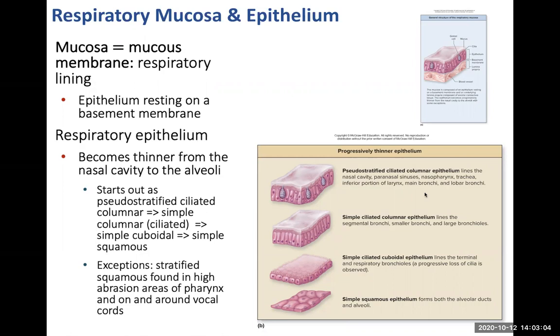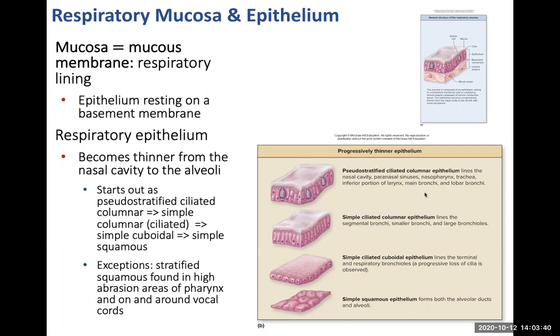Then, as we make our way lower down through the bronchial tree, we see that there is this transition from pseudostratified columnar to simple columnar epithelial tissue, simple but still ciliated. This is the kind of tissue that lines the segmental bronchi, the smaller bronchi, and then also the large bronchioles. And we've not gotten yet into what we're seeing as far as changes in cartilage and smooth muscle, but we will, just FYI.